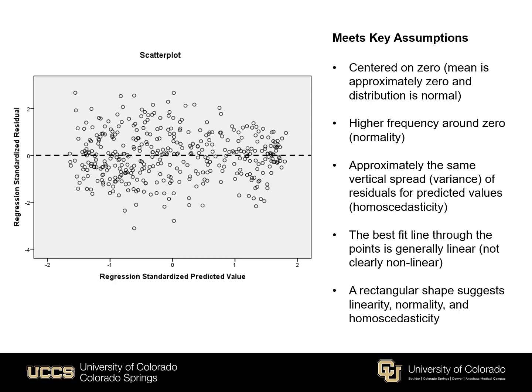Moving along, we can also look at the vertical spread of these residuals at various points along the x-axis. And we can see that the vertical spread is roughly the same as you move to different locations on the x-axis. That constant vertical spread, approximately, is indicative of constant variance and homoscedasticity.